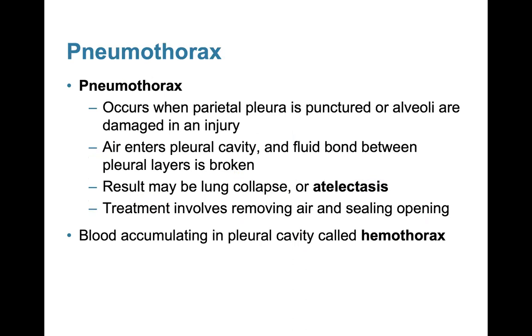A pneumothorax is when you essentially have a puncture within the thoracic cavity. This occurs when the parietal pleura is punctured or the alveoli are damaged in an injury. Air enters the pleural cavity and the fluid bond between the pleural layers is broken. The result may be lung collapse, and treatment usually involves removing the air and, more importantly, sealing up that pneumothorax.